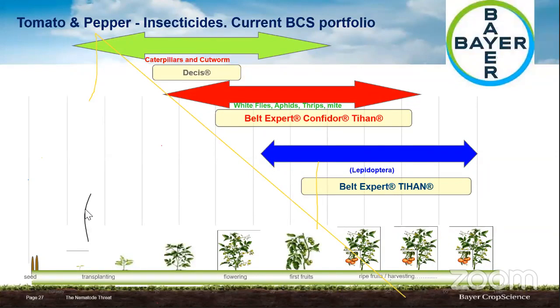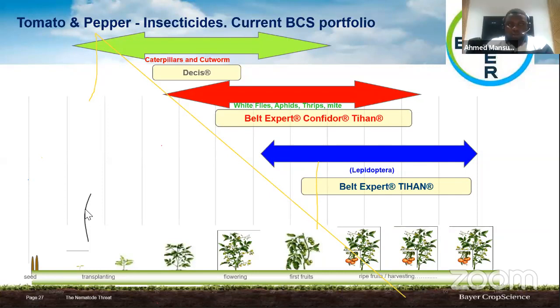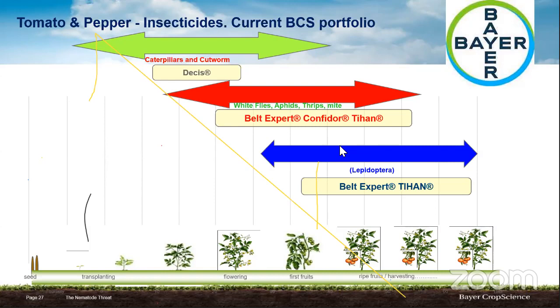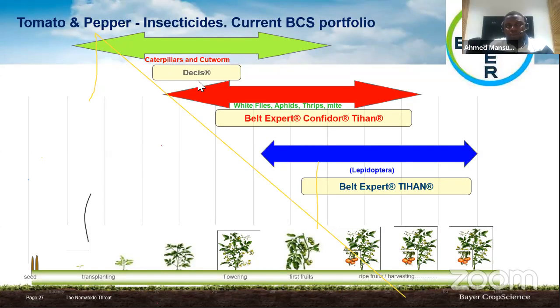By the time your crop is approaching this flowering stage, what we advise from 2-3 weeks after transplanting is to start your farm scouting. Look out for possible pest infestation. It could be thrips, it could be whitefly, it could be cutworm, it could be any kind of pest. Why I try to put chemicals or insecticides that control each of these pests is because you can know what to go for. If you notice whitefly, you have a choice to choose either Belt Expert, Confidor, or Tihan. If you have caterpillar, grasshopper, cutworm, you can do with Desis. If you have lepidoptera like tomato leaf miner, you can go with this one.